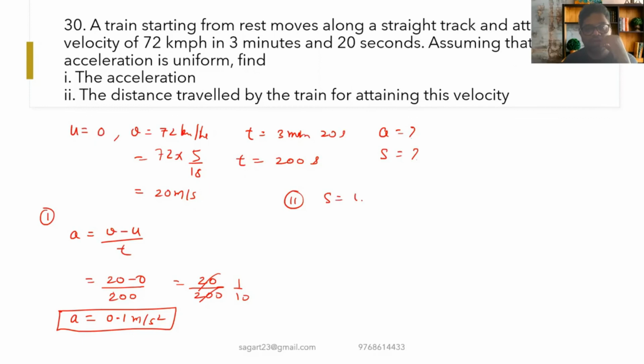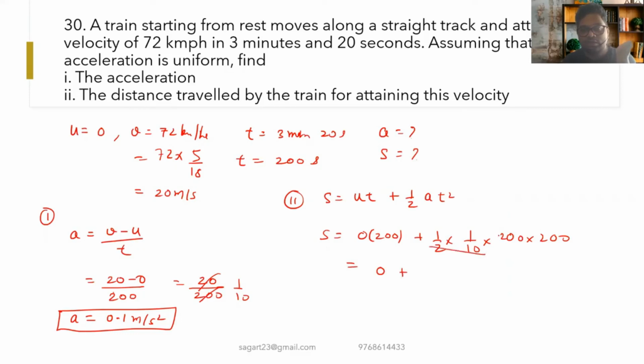So S is equal to UT plus half AT squared. So U is equal to 0. T is 200. Half into 1 by 10 into 200 into 200. So this will be equal to 0 plus 2000. So this is 2000 meters is the distance traveled.